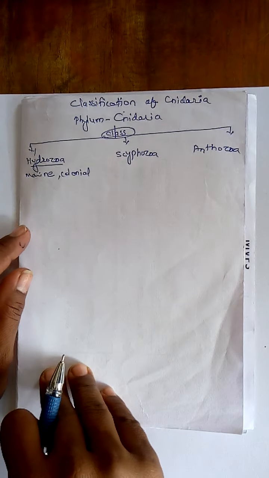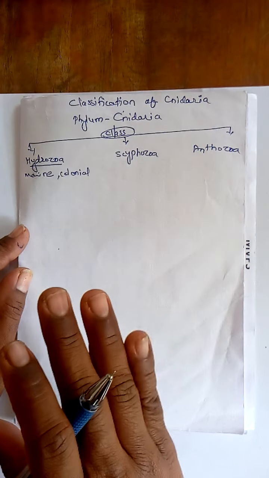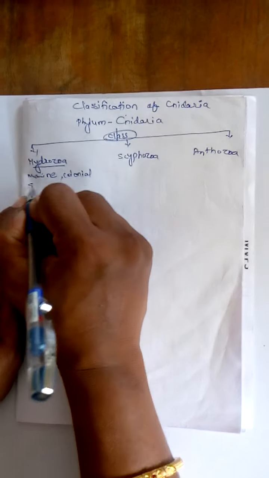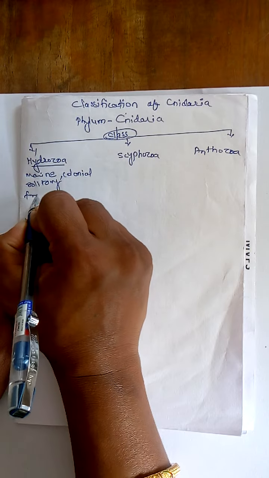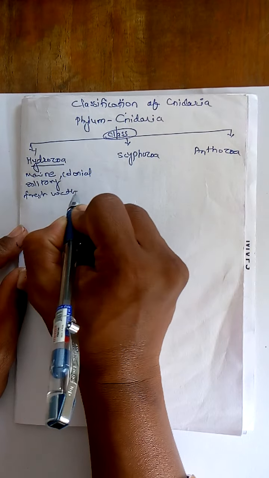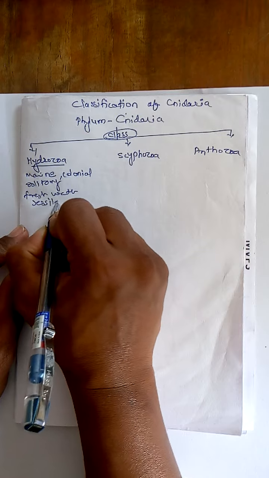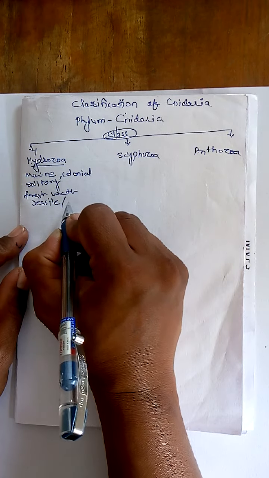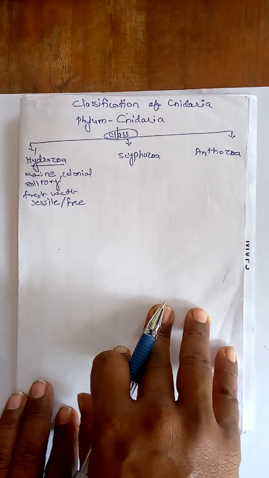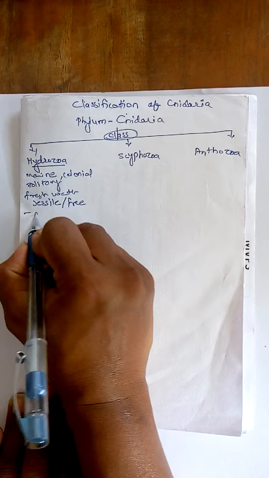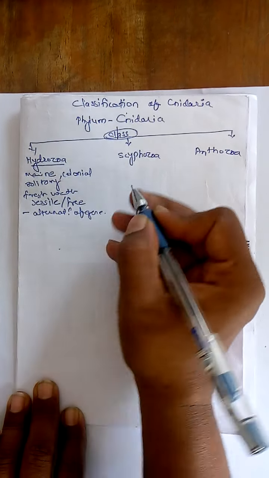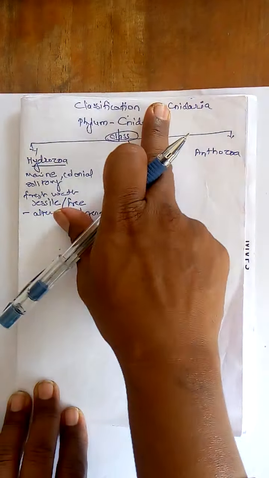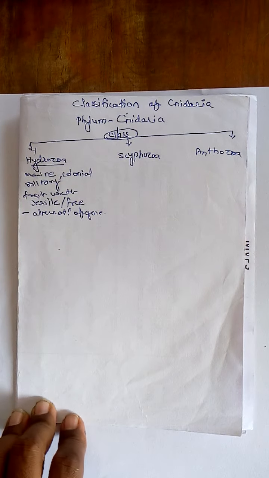Few of them are solitary, and sometimes they are present in fresh water also, and in fresh water they are either sessile or free. So two different habitats are there. Then the next one, they show the alternation of generation. We already studied the meaning of alternation of generation in the characters of phylum Cnidaria.